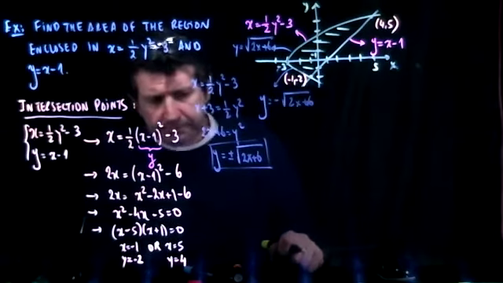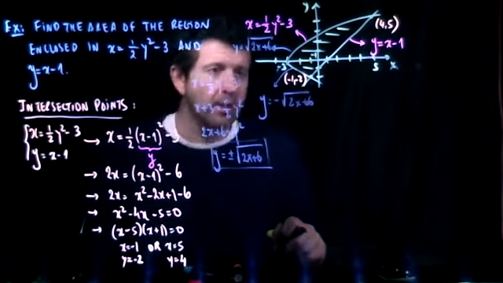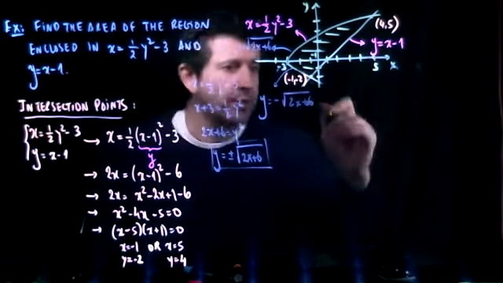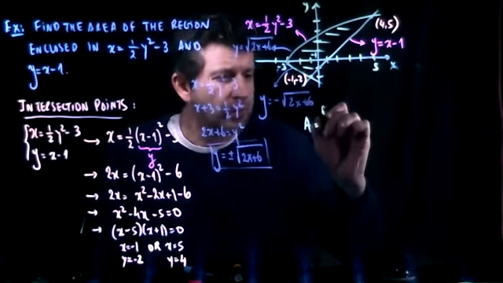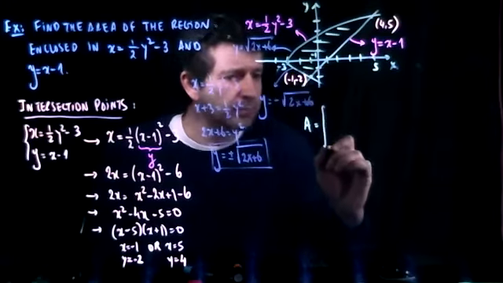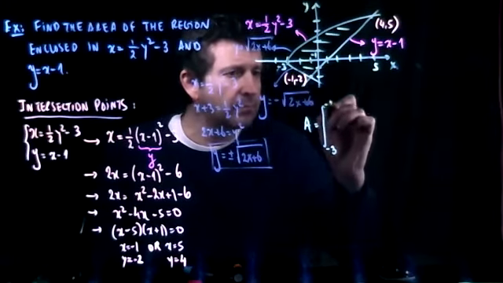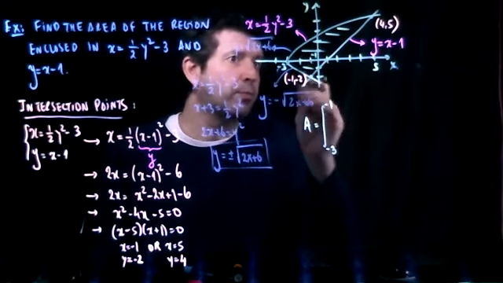Are you with me? Yeah. Okay, so now if I want to find the area, I'm going to do the integral. So from -3 to -1 will be the top function. So I have to separate the region in two parts.